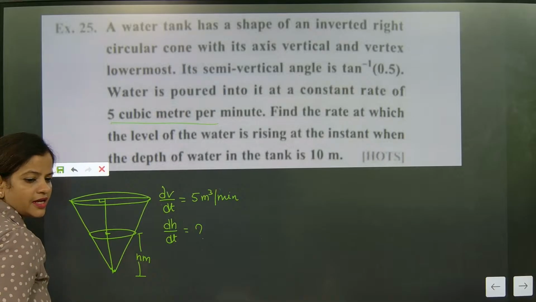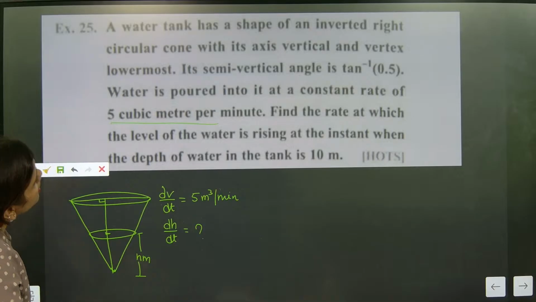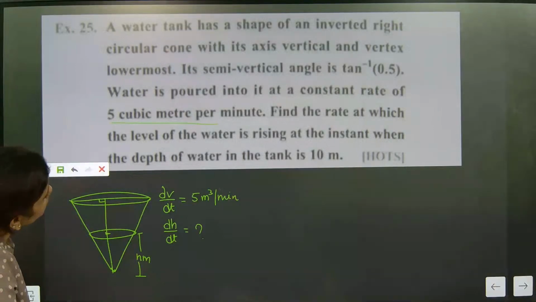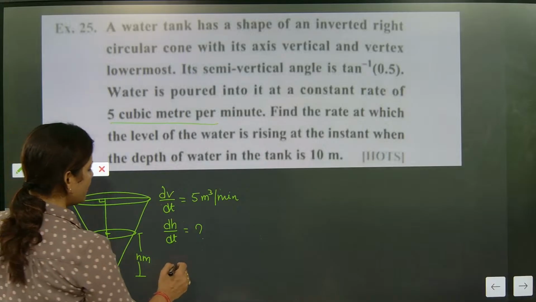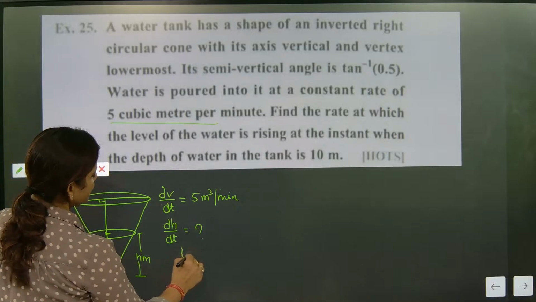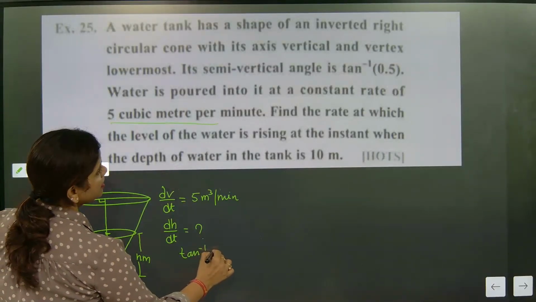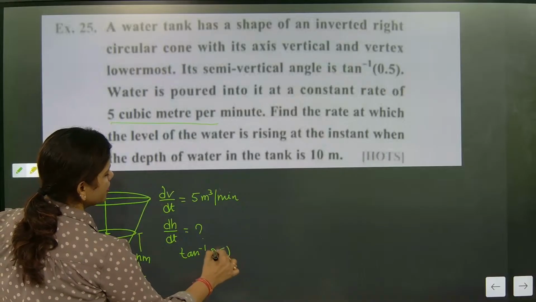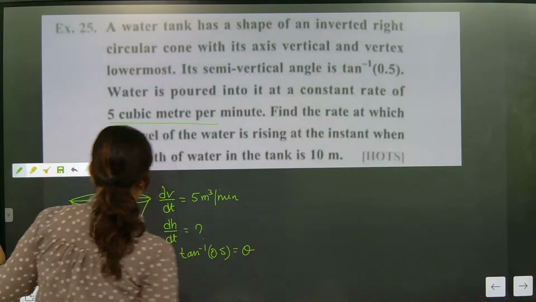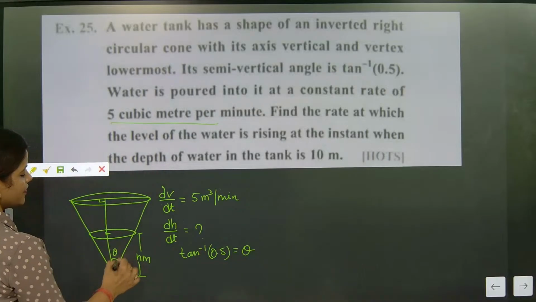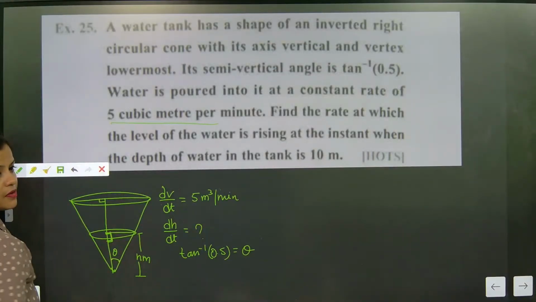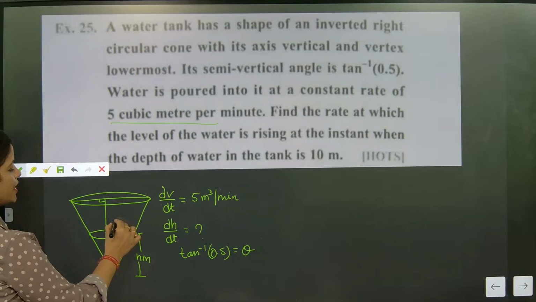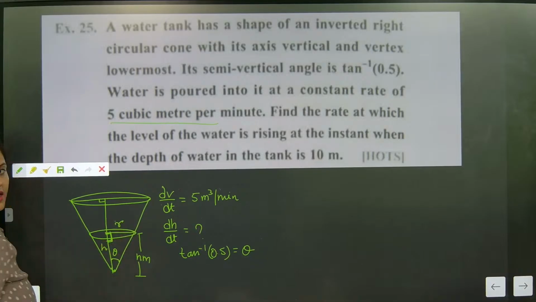Till here it is exactly given to you. Please kindly solve a shape of an inverted right circular cone with its axis vertical and vertex downward. This is exactly given. Now one more extra point they gave is that tan theta is 0.5. So this angle theta is given, and if this one becomes 90 degrees, this will become radius r and this will become height h.